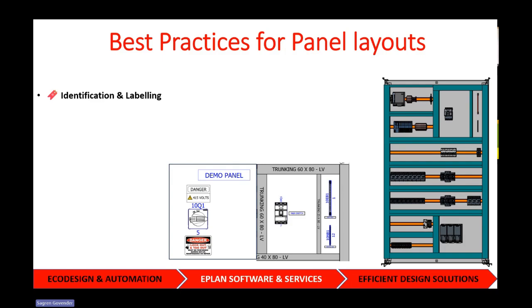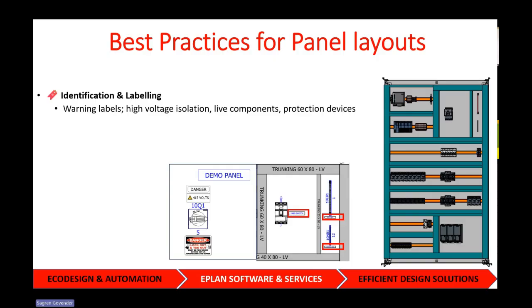Identification and labeling, this is quite an important part of the panel layout as well. Just make sure that your warning labels are clear. Your high voltage isolation, your main isolator, your live components. Sometimes you might have a circuit breaker that stays on even when the main isolator is off. Could be for a light or something like that. So make sure that's clearly identified.